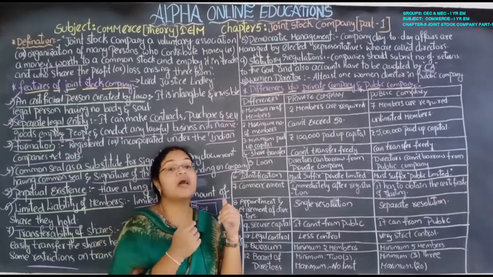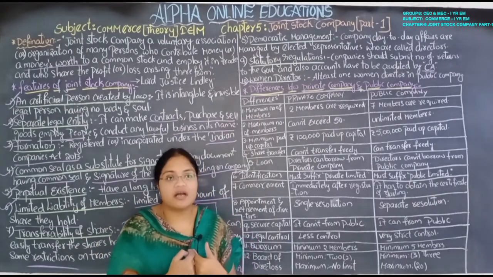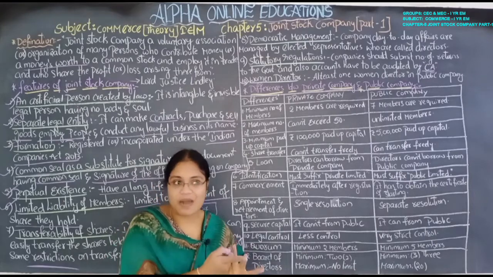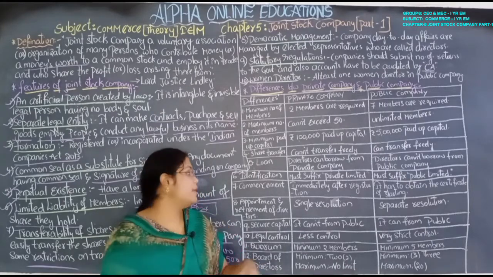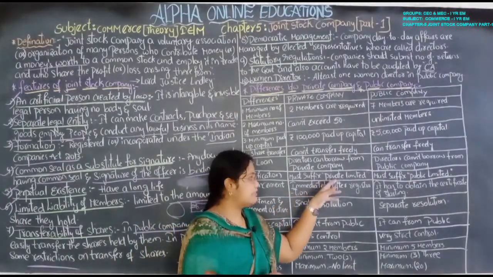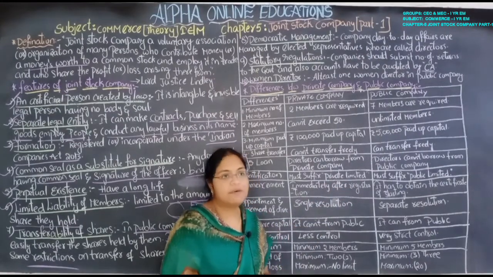Identification: in order to identify whether it is a private company or a public company, they have to write like this, private limited and public limited.